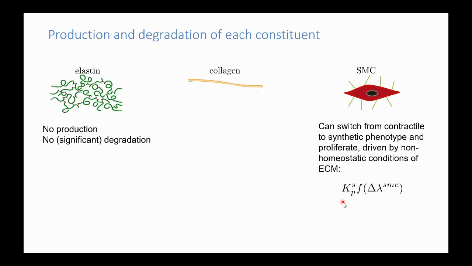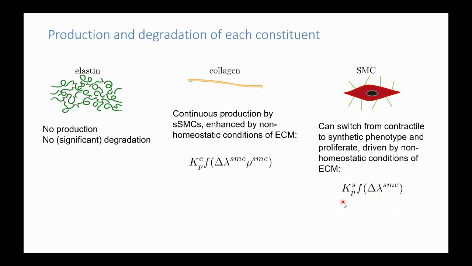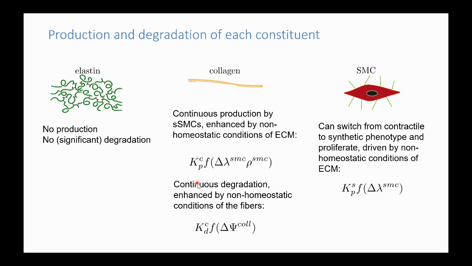So, for that we need to obviously establish what the homeostatic stretch level of smooth muscle cells is, and also a rate parameter that will govern how quickly they will switch their phenotype and how quickly they will proliferate. And then, like I said, the synthetic smooth muscle cells can produce collagen, and they will do that enhanced by the non-homeostatic conditions of the ECM. So the more the stretch in the smooth muscle cells deviates from what they want to feel, they will start to produce more collagen, again with a certain rate parameter.